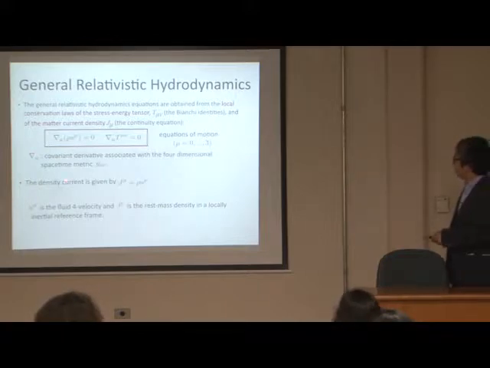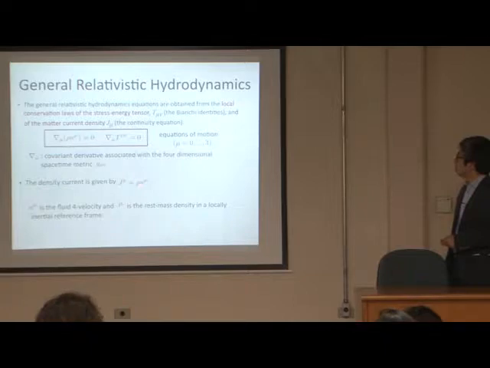In general relativity, ∇_μ is the covariant derivative, associated with the metric of the 4-dimensional space. The Greek index μ runs from 0 to 3, where 0 means time and 1, 2, 3 are space, so this is 4-dimensional. The density current is given by J^μ = ρu^μ. Here u^μ is the fluid flow velocity, and ρ is the rest mass density in the local inertial frame.